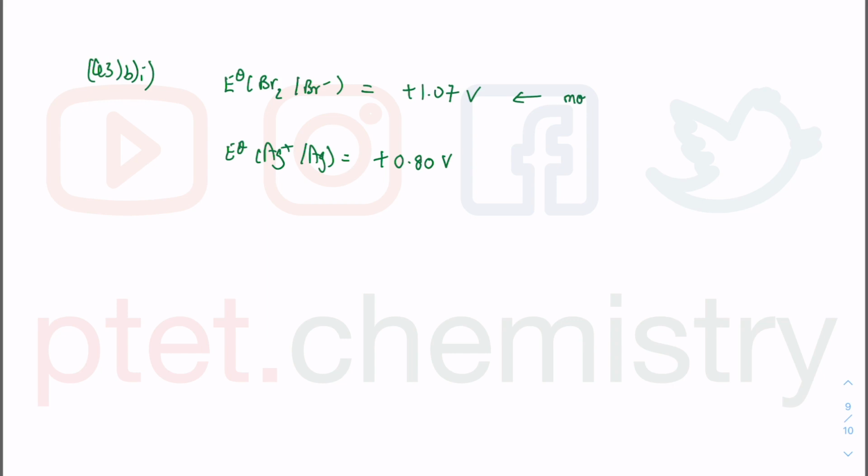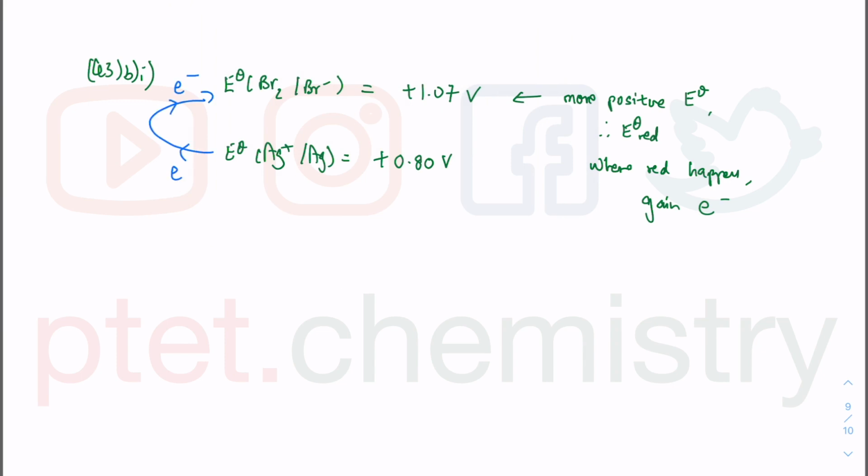So this is the more positive E naught. Therefore, it is where reduction will happen. Where reduction happens means you will gain electrons here. So the electrons come to this particular electrode. If I draw it, that means the electrons go from there to there. These are movement of electrons because reduction happens here, oxidation happens there. And if electrons come here, electrons are negatively charged, so this thing will be the positive terminal and this thing will be the negative terminal. You're not doing electrolysis.